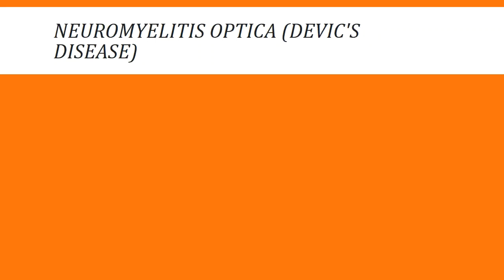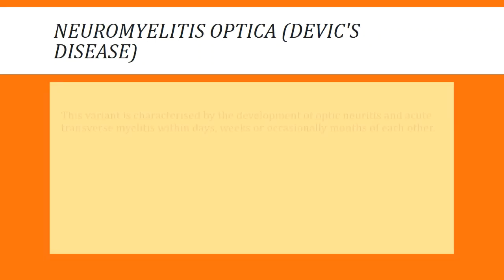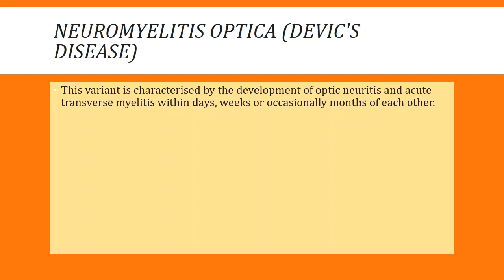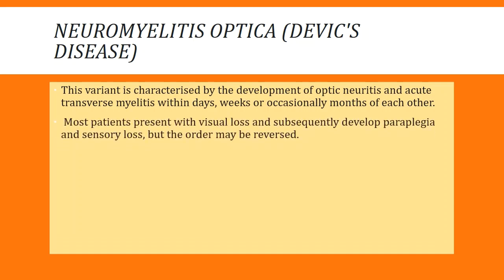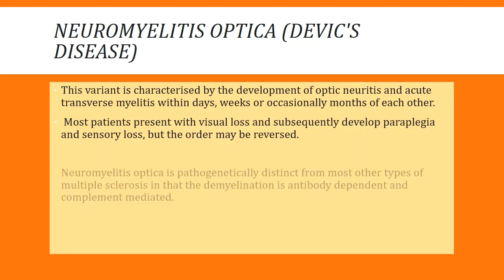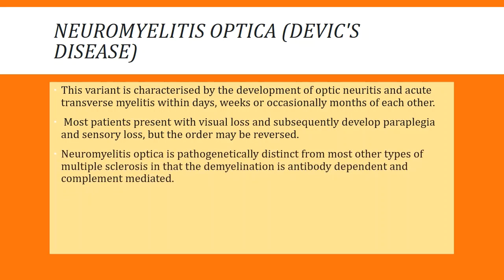Now coming to neuromyelitis optica. Now this variant is characterized by the development of optic neuritis and acute transverse myelitis within days, weeks or months. Most patients present with visual loss and develop paraplegia and sensory loss. Neuromyelitis optica is pathogenetically distinct from other variants of multiple sclerosis in that the demyelination is antibody dependent and complement mediated.